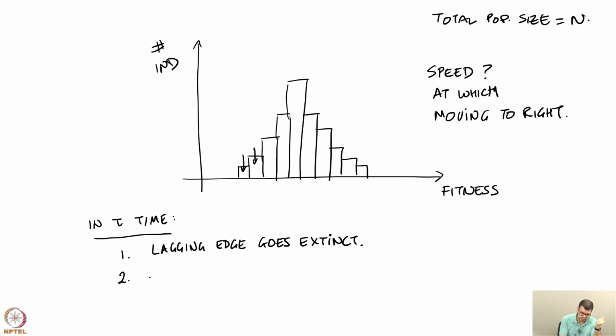Second, new leading edge is established. What that means is that although individuals of this genotype increase in frequency because their fitness is much higher as compared to the population mean, in this tau time beneficial mutations kept on happening, and in tau time one of those beneficial mutations was able to establish itself in the population, and this becomes the new leading edge.